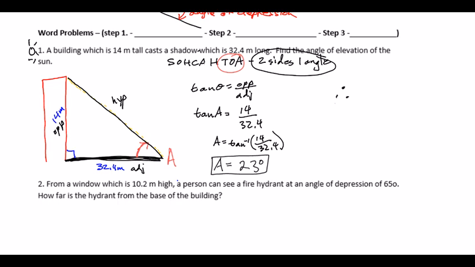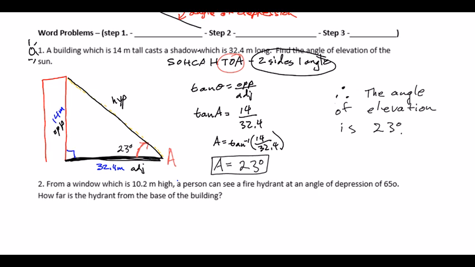Therefore, the angle of elevation is 23 degrees. Now you'll notice that there were 3 parts to this question.